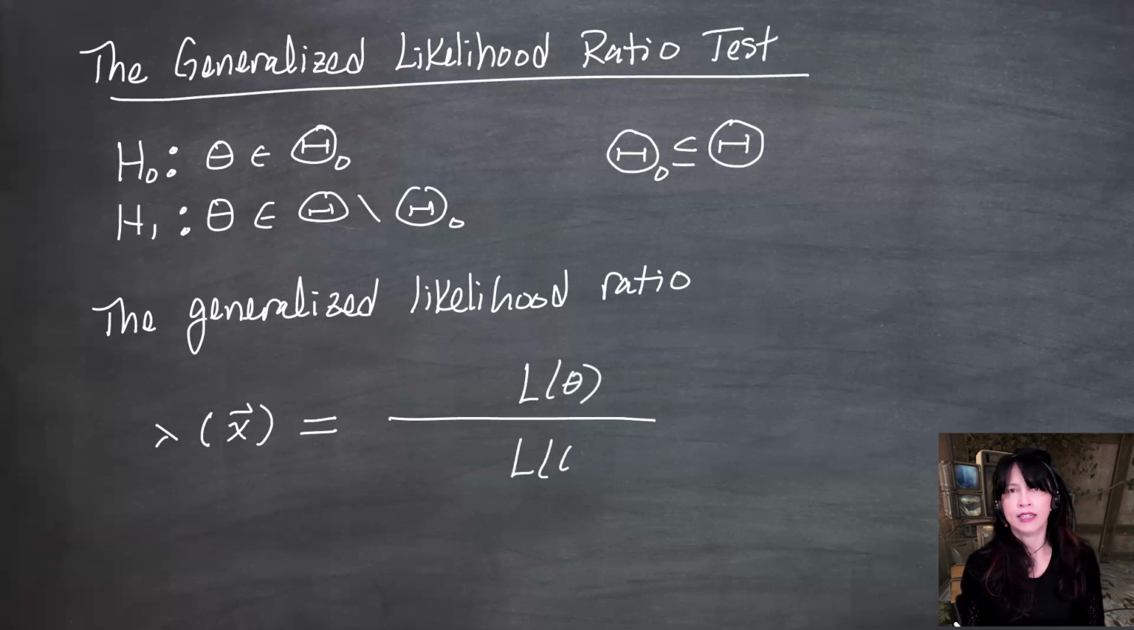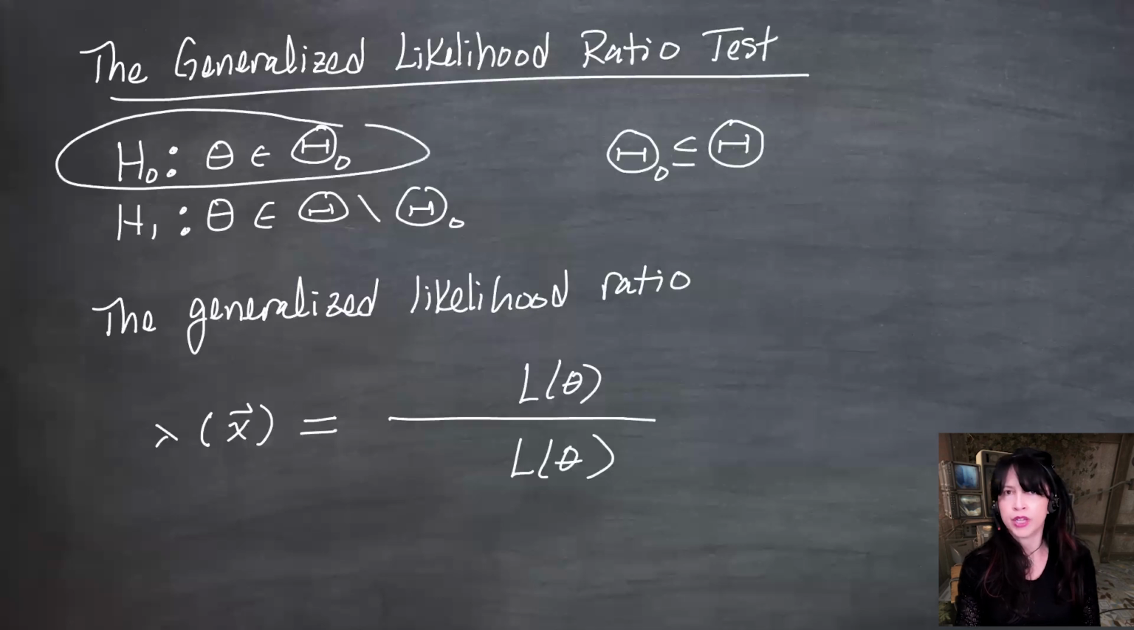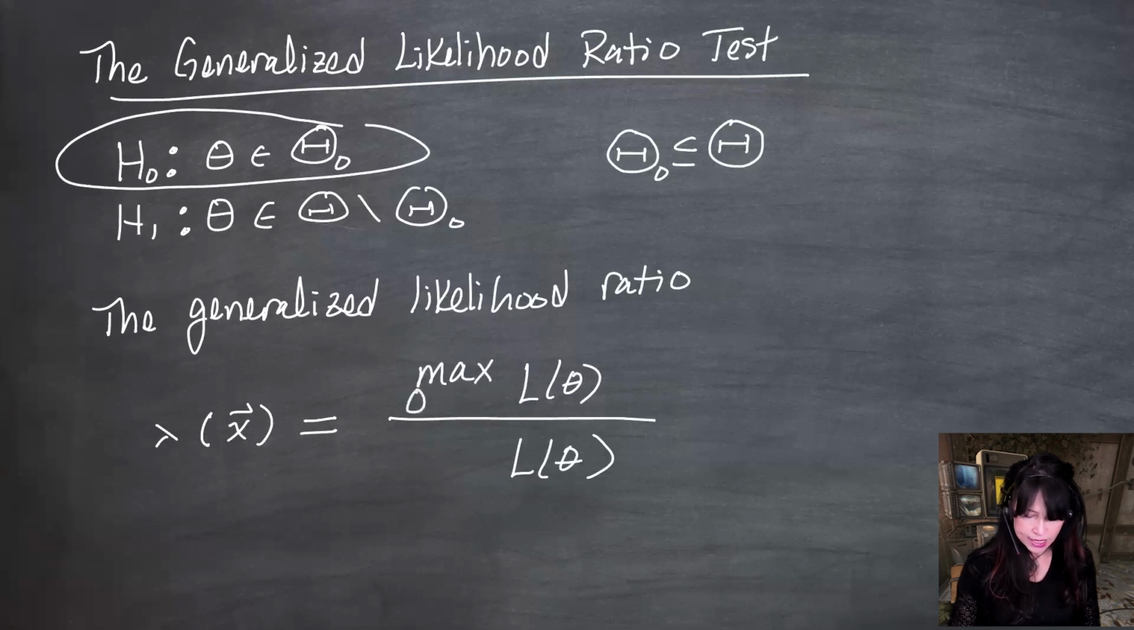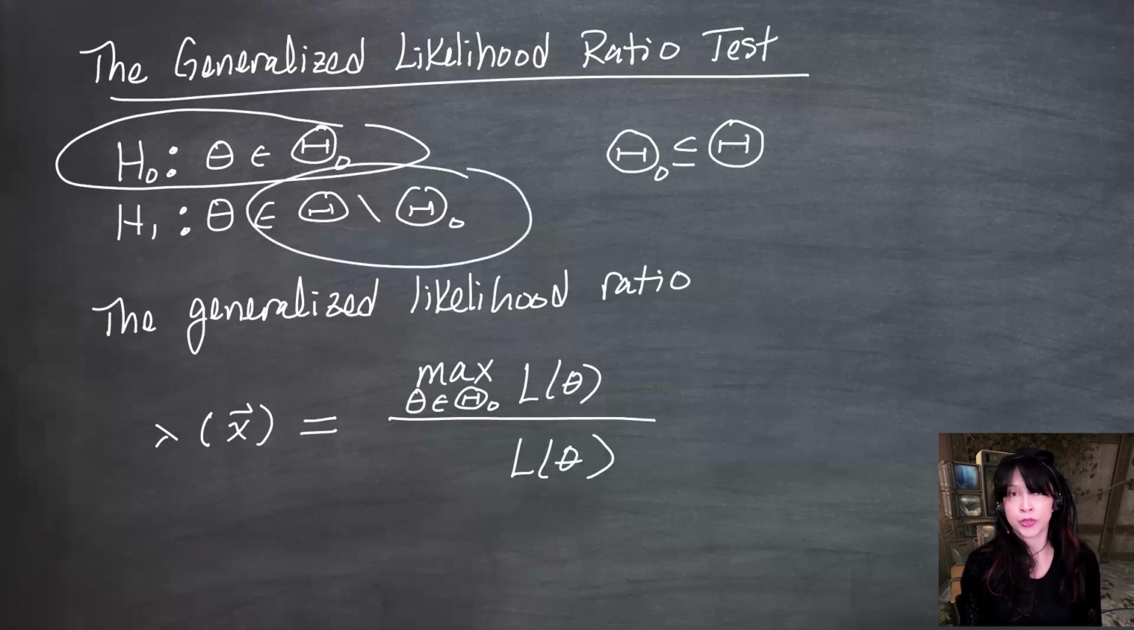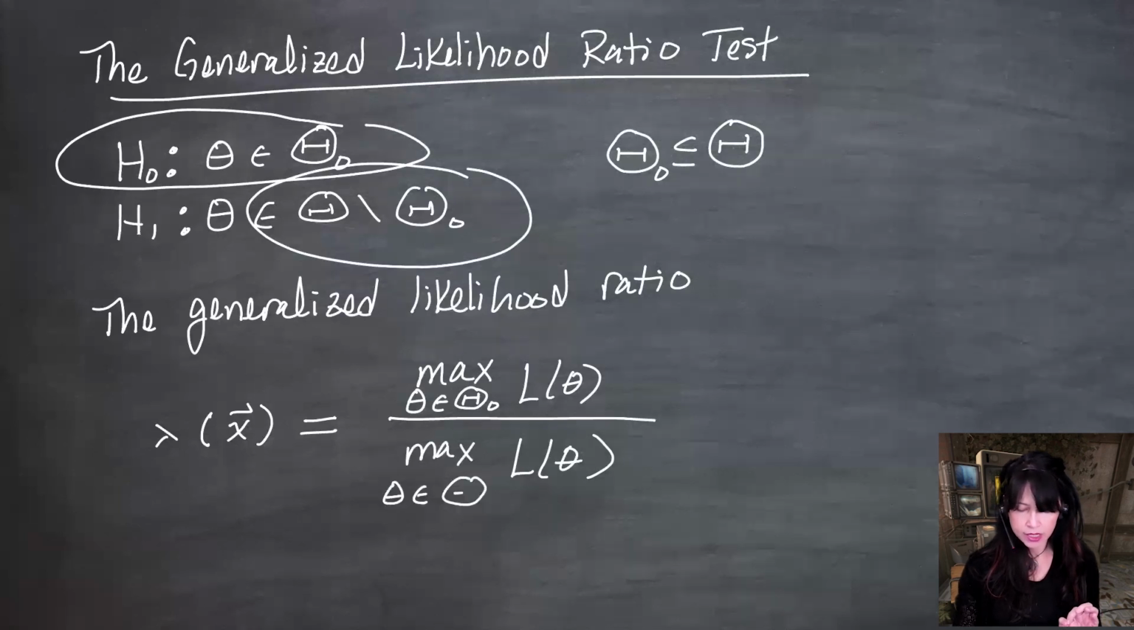I am going to plug in the value that maximizes the likelihood when restricted to the null hypothesis being true. This will become clear when we do examples, but I'm going to write the maximum over all theta in this capital Theta naught, that is the null hypothesis region. In the bottom, if you wanted to put the maximum over this, you wouldn't be wrong. There are many ways to build your own test, but I'm going to do something a little bit different. I am going to maximize over all theta in the entire parameter space.